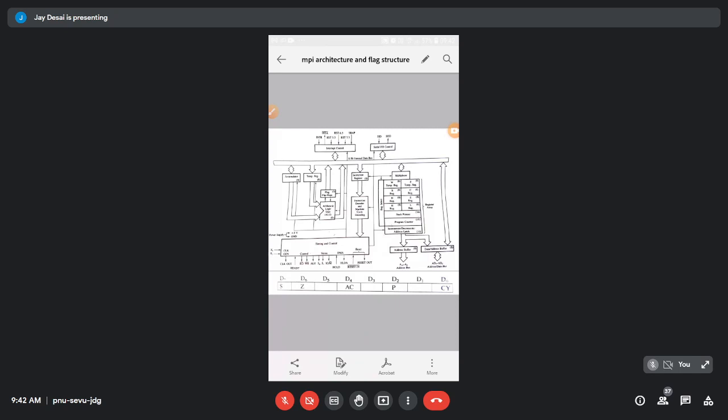ચલો, this one is the carry flag. ચલો હવે દેખાશે? This one is parity. This one is auxiliary. દેખાય છે હવે? Yes, sir. Okay. Auxiliary carry. This one is zero. This one is sign.